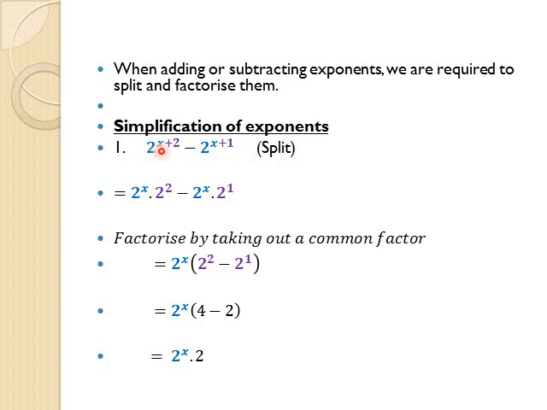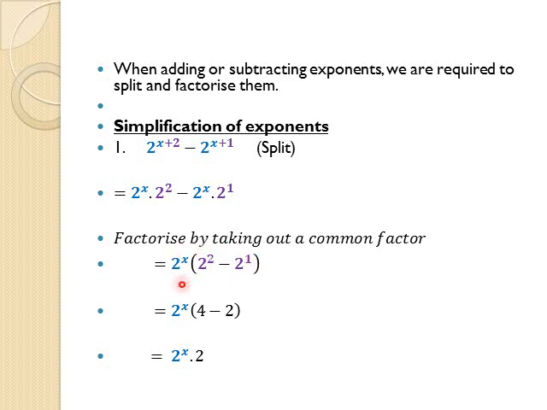So if I split that, remember first law, I can break that up. When do I add exponents? When I multiply and the bases are the same. So that becomes 2 to the power x times 2 to the power 2 minus 2 to the power x times 2 to the power 1. Now because they are separated by a minus or plus sign, we always look for a common factor first. First rule of factorization. So if I take 2 to the power x out, I'm left with 2 to the power 2 minus 2 to the power 1.